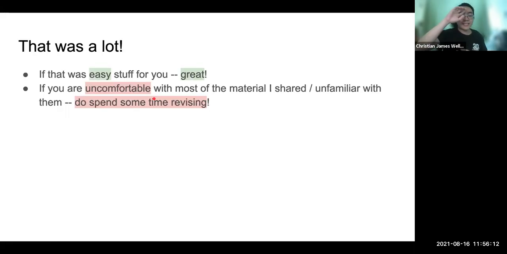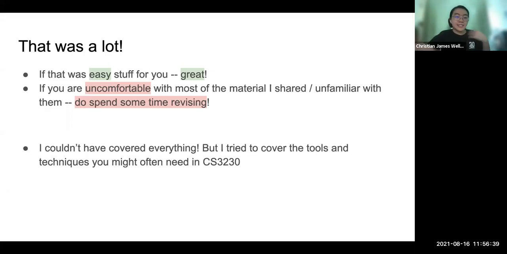So with that, that was a lot of content. We are at the end of the content. If all of those were easy for you, that's great. If you are uncomfortable with it, do spend some time revising, because I understand some of you might forget the discrete mathematics stuff, or maybe you didn't start off well in discrete math, but it's not too late to pick it up. Try your best. Again, to emphasize, I couldn't have covered everything. Discrete math, like CS1231S, is an entire module over one semester, but I couldn't possibly cover it in just one set of slides. So I tried to cover tools and techniques which I think you might often need in CS3230. I hope that is helpful in the weeks ahead.